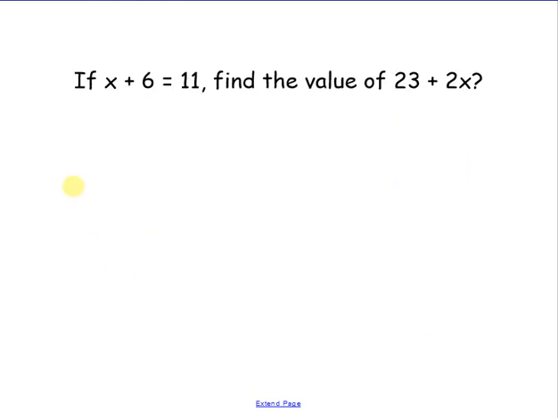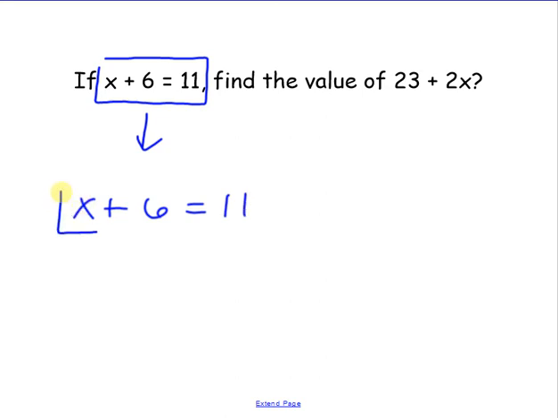Okay, we have another one here. And remember, if I'm going too fast, you need to pause the video or rewind. If x plus 6 equals 11, find the value of 23 plus 2x. Which one has the equal sign? This one? No. This one? Yes. Put a box around it. Solve this one first. X plus 6 equals 11.